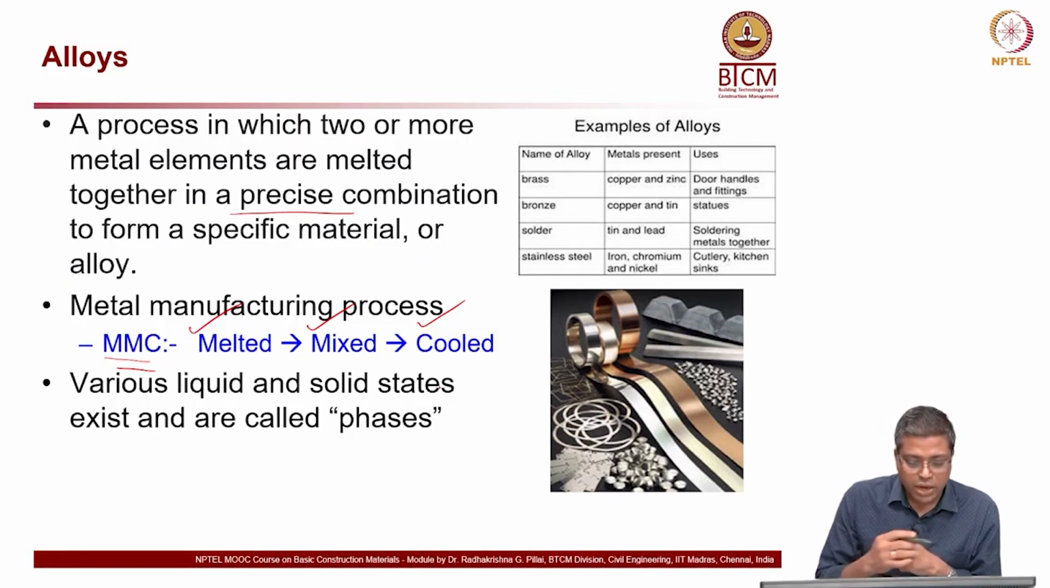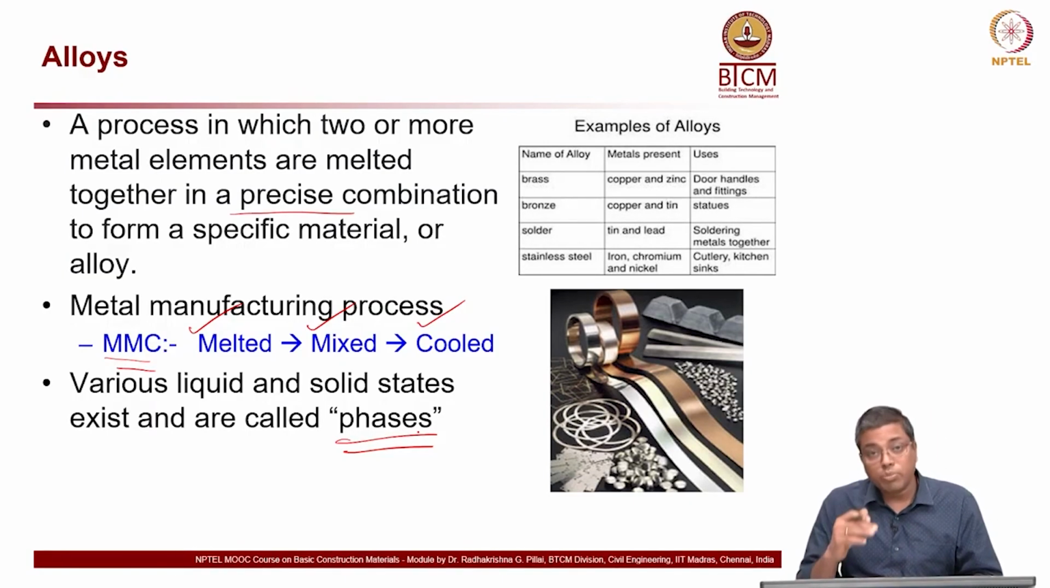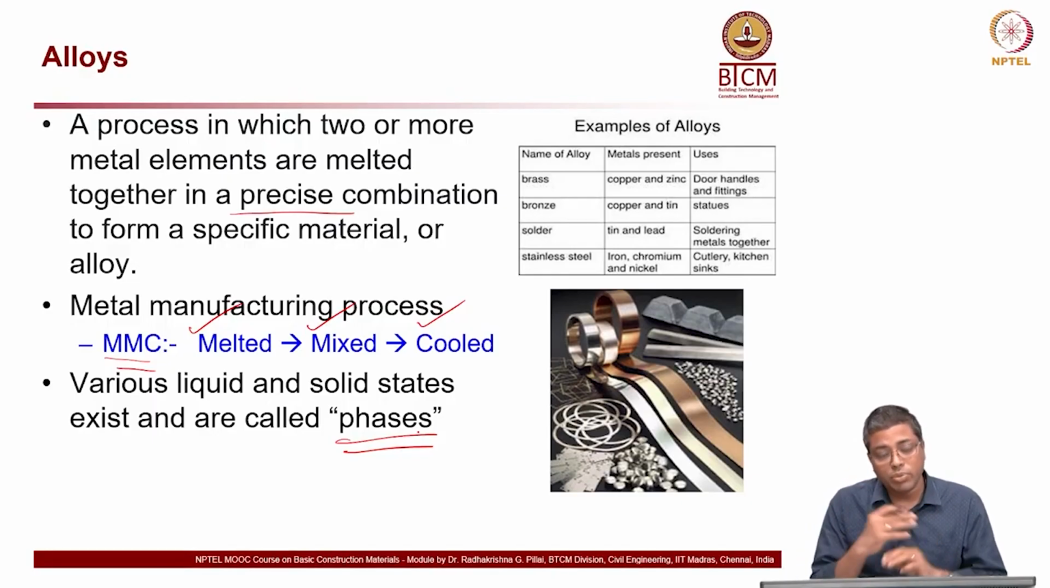Now various liquid and solid phases exist, and we are going to call them different phases, solid phase or liquid phase, depending on the absolute temperature at that time in this cooling process. So here is just a picture to show different types of metals, and each of them has different properties.